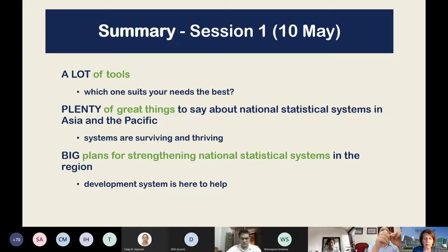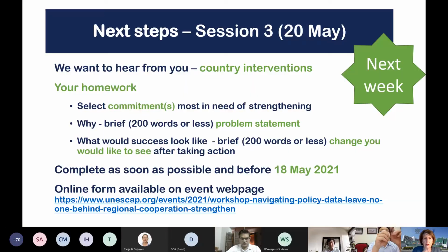Next week's session, next week on the 20th, on Thursday, this is where we want to hear from you. So this is where we're going to be inviting you to make country interventions and to share with us.